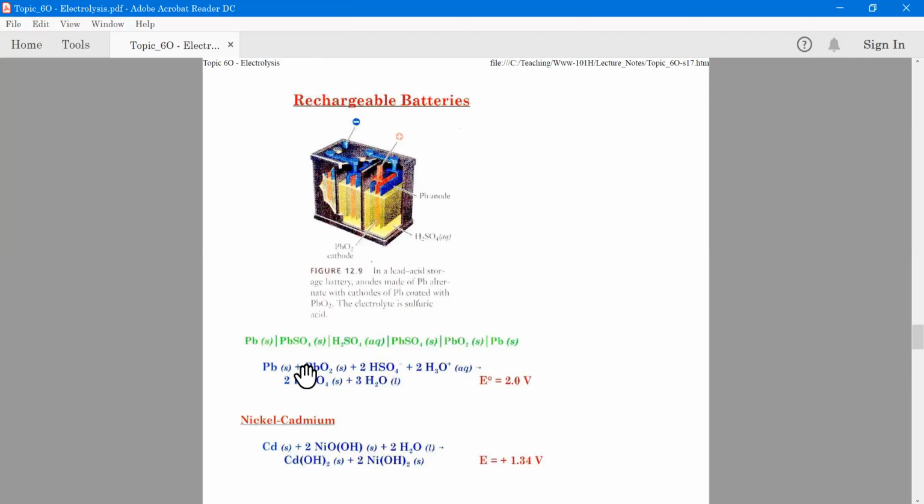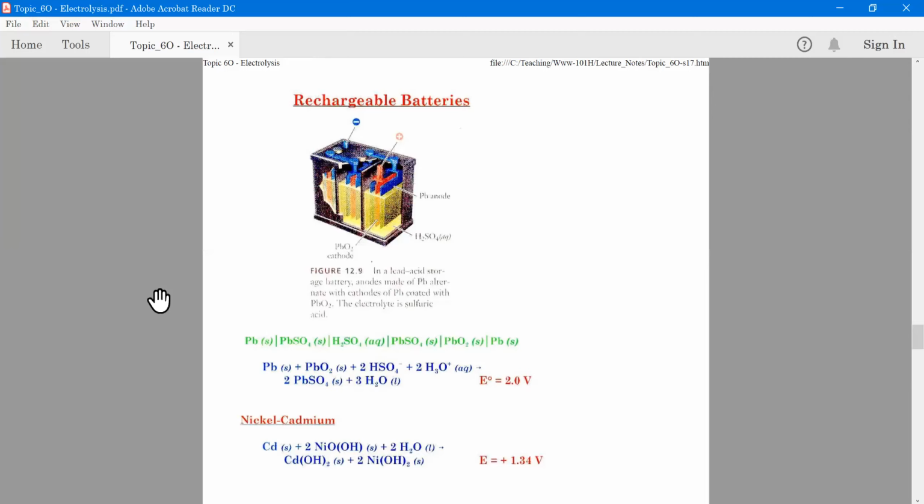Now, in the overall reaction process, if you put the 2 half reactions together, it is lead plus lead dioxide, lead 0 and lead 4, plus 2 molecules, essentially, of sulfuric acid, forming 2 moles of lead sulfate, which is a solid, it's not soluble in the sulfuric acid solution, and 2 waters. The cell potential for that cell is just about 2 volts, actually a little bit higher.